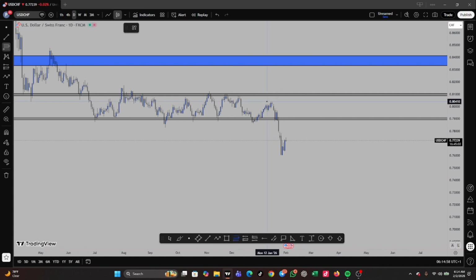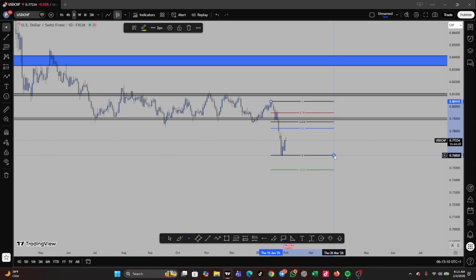So this is the last high that was created, and I'm going to bring my fib from here. This was the last low created. Then I extend and patiently wait for the market to come to me. So preferably I would love it to come around this point because it falls around the golden zone.